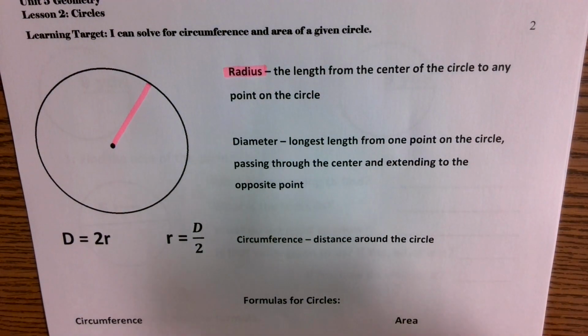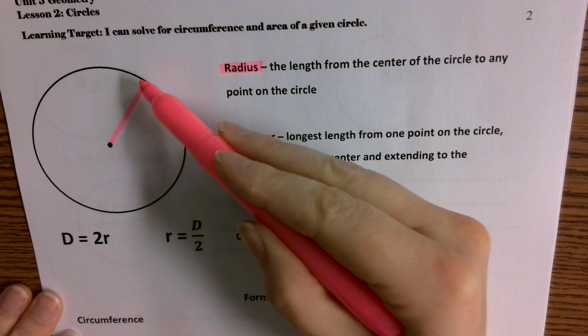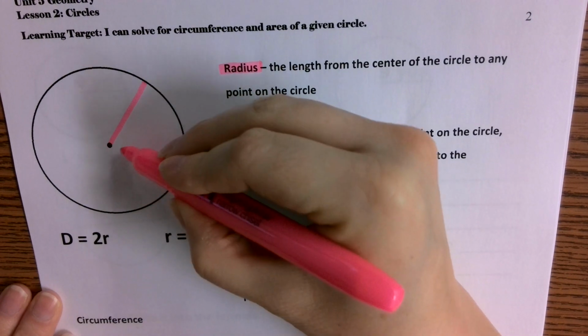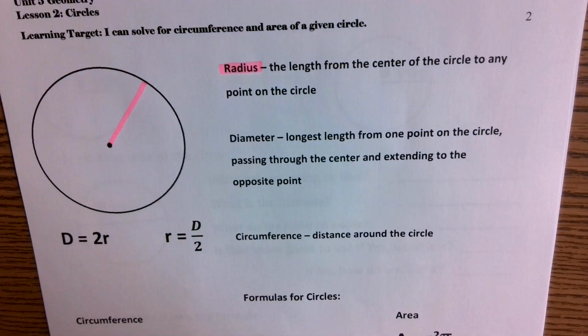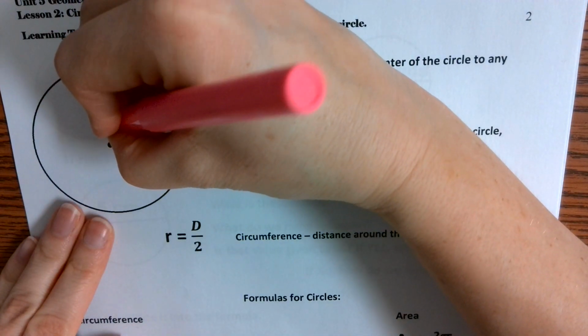It does not matter where I pick to go. I can go from my center to this point. I could go from my center to this point. I can go from my center straight down. I can go from my center straight to the right. It does not matter. The radius is the same no matter where you connect from the center to the rim of the circle. So this is the radius.